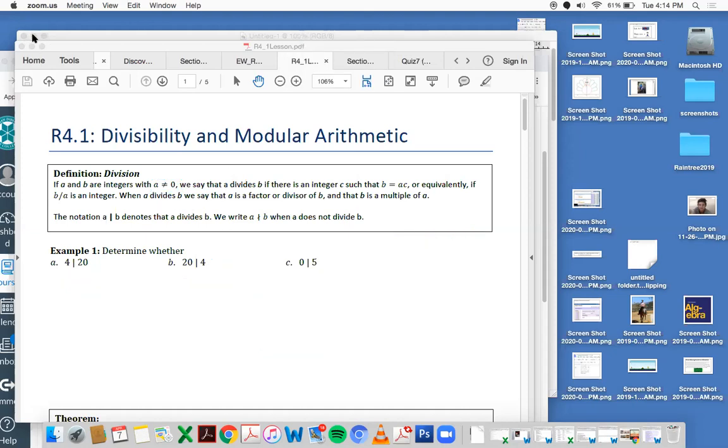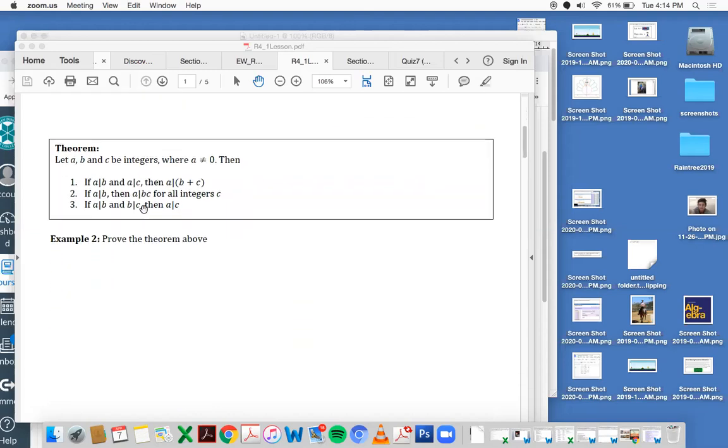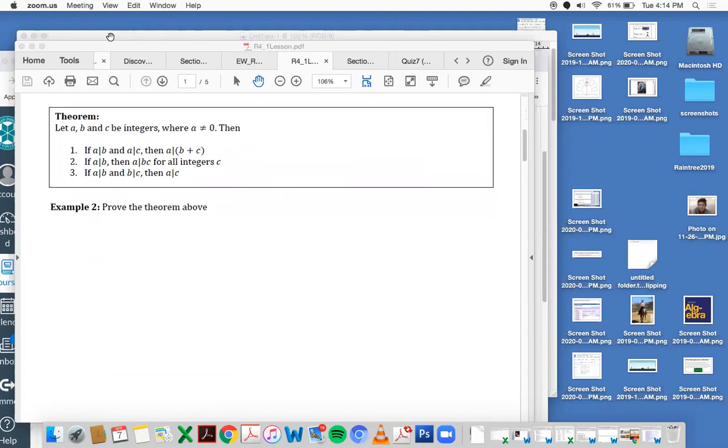All right, let's go to the next one. Let's look at this theorem. We're again establishing some rules for division. This theorem says if a, b, and c are integers and a is not 0, then these three things hold. We're going to prove them.